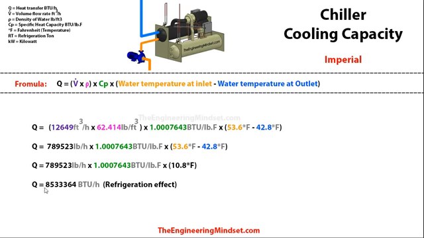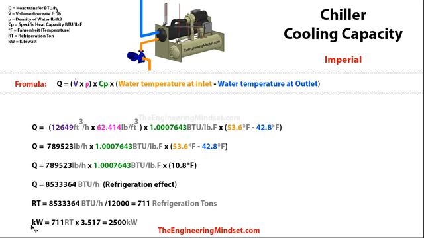So this chiller is providing this many BTUs per hour. Now, to convert that to refrigeration tons, you just take your BTUs per hour and divide that by 12,000, and that will give you your refrigeration ton equivalent. And if you want to convert that to kilowatts, then you just multiply your refrigeration tons by 3.517, and that will give you your cooling refrigeration effect in kilowatts.